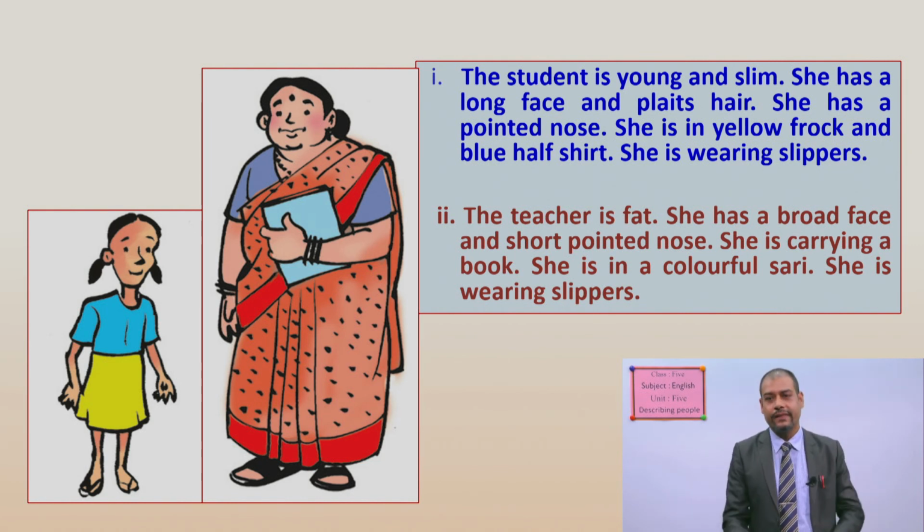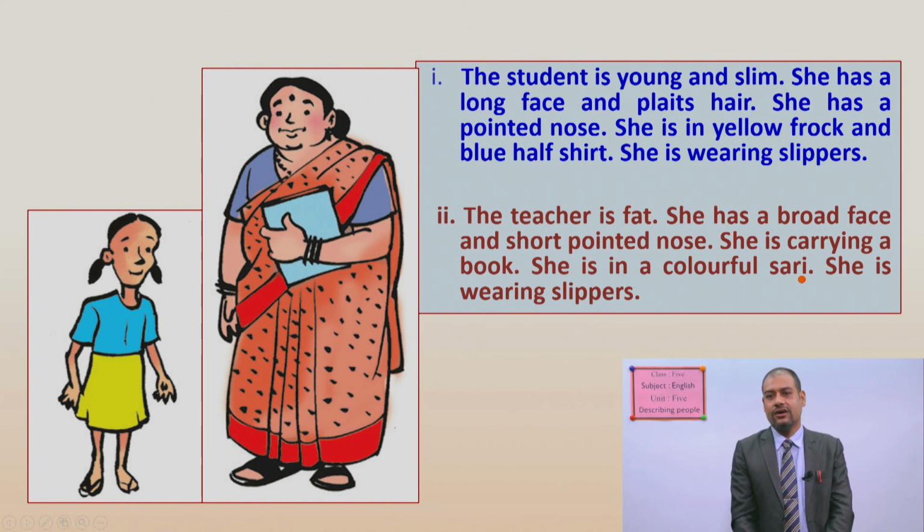She is fat. Then she has a broad face. Look at. She has also a broad face. All right? Broad face. Then it means I have described her face. Then she has a short pointed nose. Look at. Her nose is short and it is pointed also. That's why I describe as short pointed nose. Okay? And she is carrying a book. In our previous picture, the old woman was carrying her walking stick, okay? But here, the teacher is carrying a book, okay?